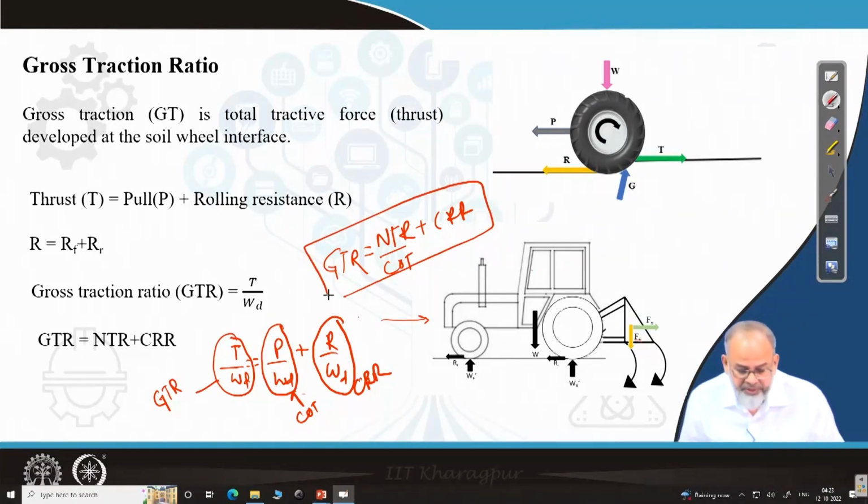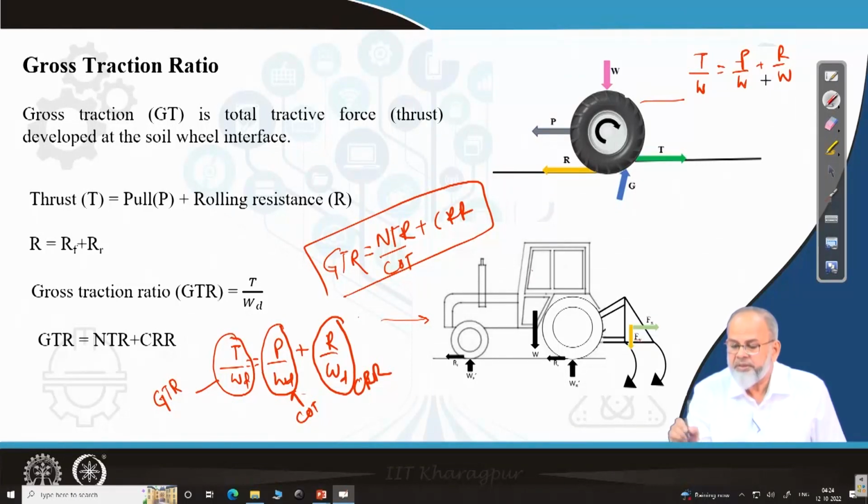So here one thing we have to take into consideration, that W should be dynamic weight, it is not the static weight. Whereas in case of a single wheel, you can do in the same way, but here it will be simply the W. There is no weight transfer in case of a single wheel. So we can take this as T by W equal to P by W plus R by W. This W is not the dynamic weight. Here the dynamic and static weight, they remain same.